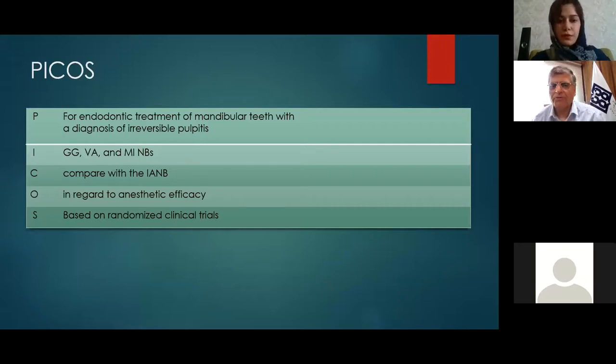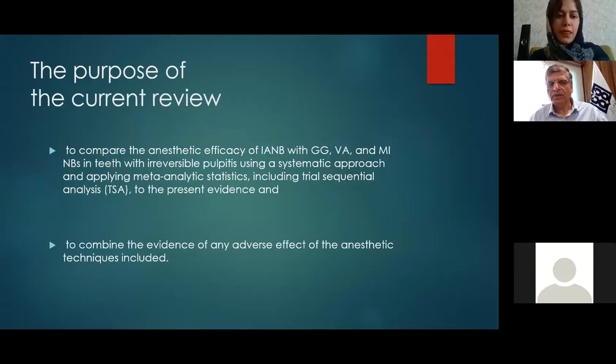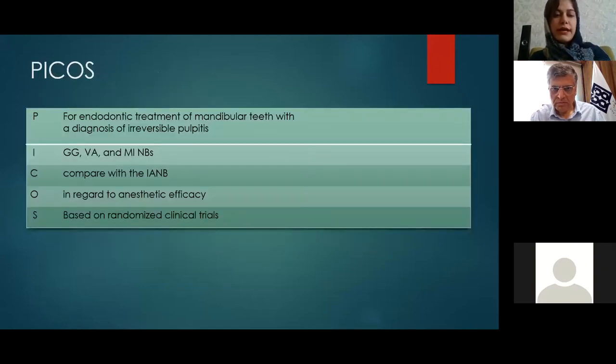If you recap so far, Farnak, what have you said so far, that would be good for the people who are joining us right now. We talked about different regional nerve blocks, and we compared the success rates which are shown in the RCTs. The purpose of this review was to compare the anesthetic efficacy of these techniques to inferior alveolar nerve block, and the PICOS of this review you can see in this table.